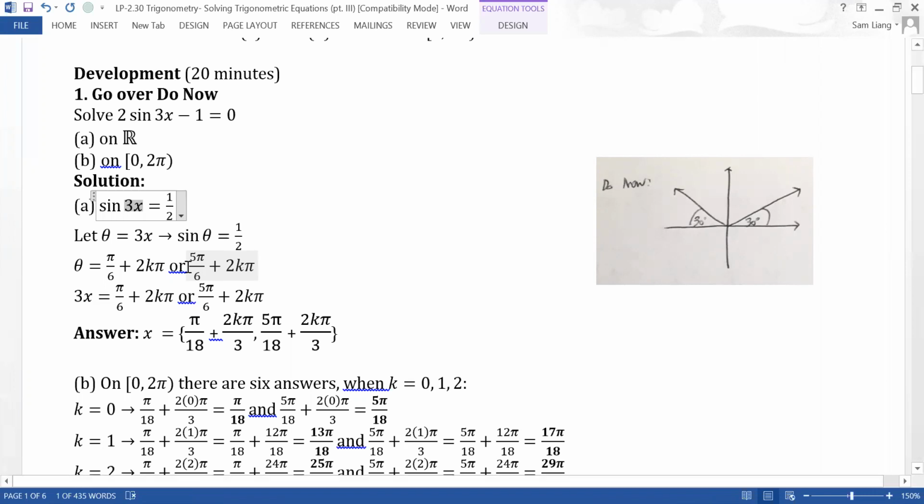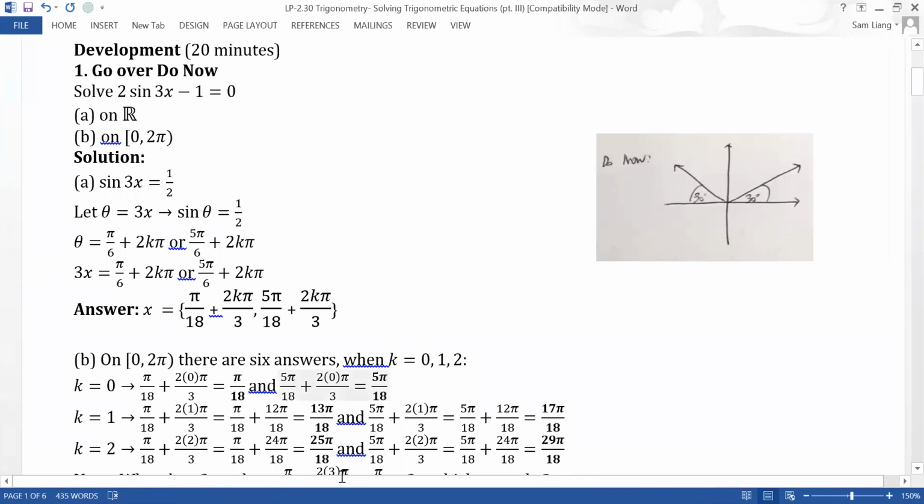Okay, after that, you're going to plug back in 3x. So substitute that back in. And then 3x equals these two expressions. And then if you divide both of these by 3, then you're going to get our final solution, which is pi over 18 plus 2k pi over 3, as well as 5 pi over 18 plus 2k pi over 3. Okay, so that'll be your final answer for part A. And I'll pause right here so you can copy it down. And then after that, we'll move on to part B.